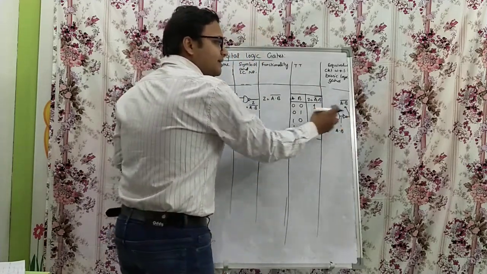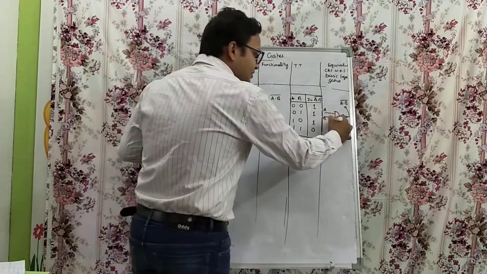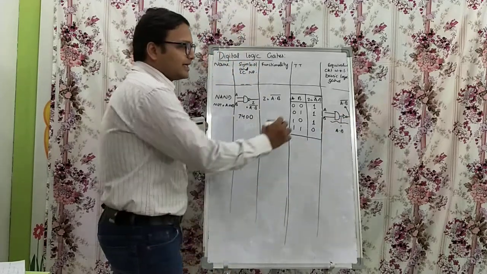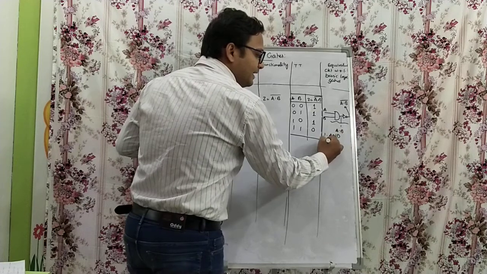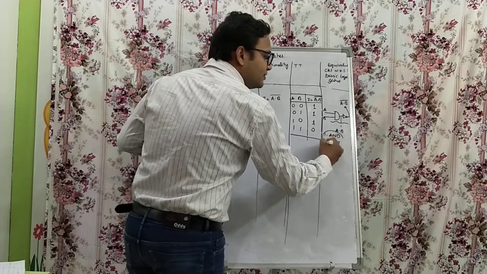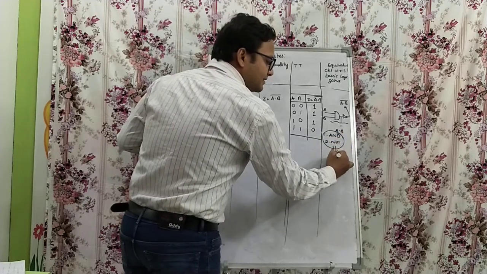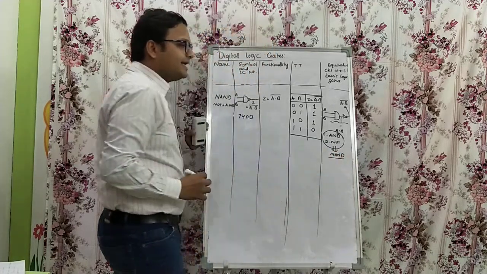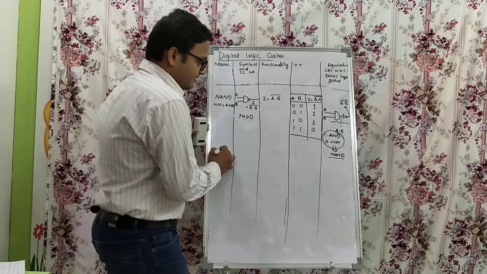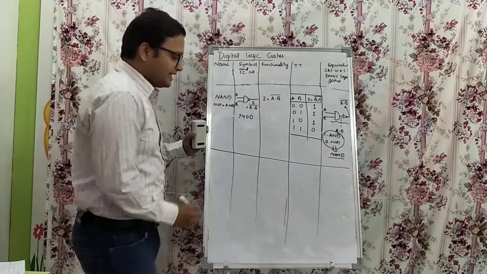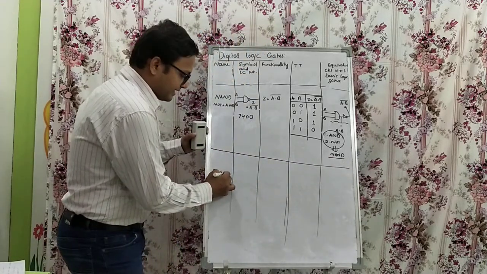Using these basic logic gates, I can design this NAND gate. So what basic logic gates have we used here? An AND gate and a NOT gate to design a NAND gate. So this is basically a universal logic gate. Okay, so this is one of the universal logic gates. The next logic gate is the NOR gate.